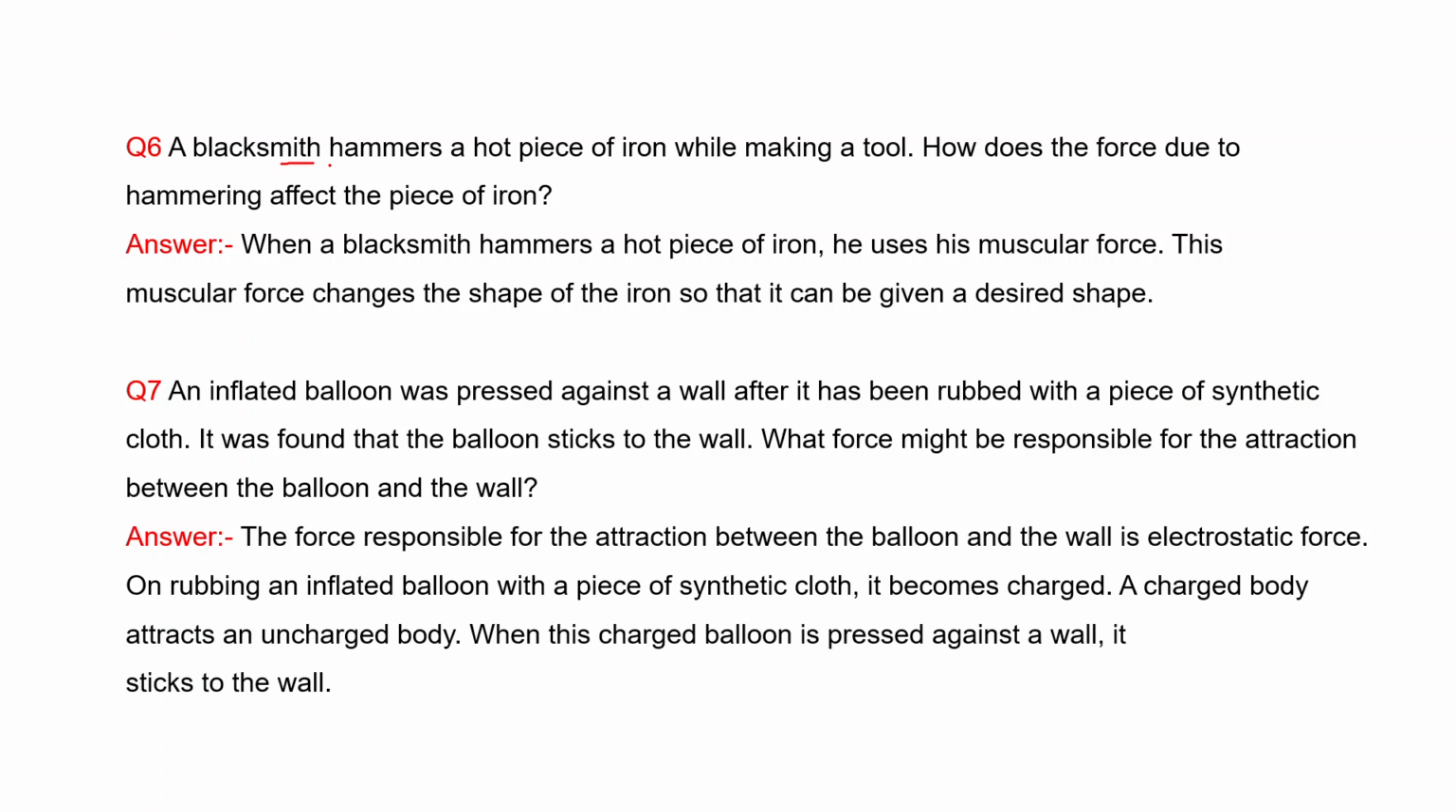A blacksmith hammers a hot piece of iron while making a tool. How does the force due to hammering affect the piece of iron? When a blacksmith hammers a hot piece of iron, he uses his muscular force. This muscular force changes the shape of the iron so that it can be given a desired shape.